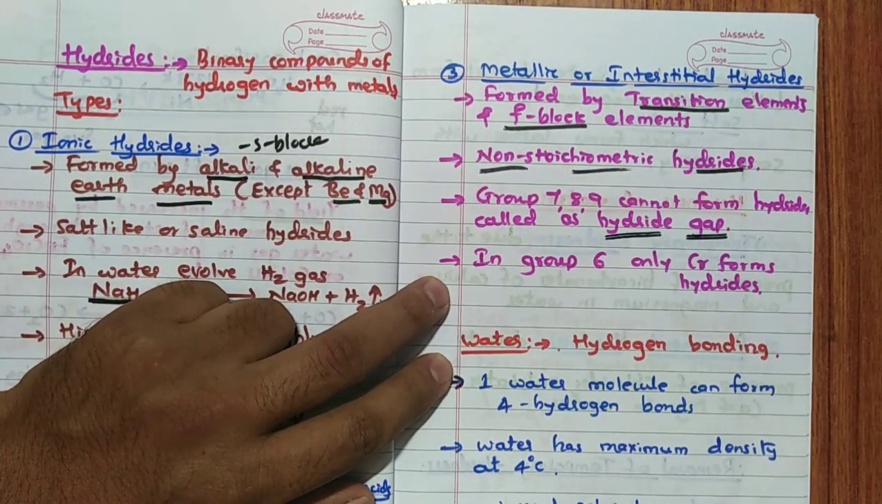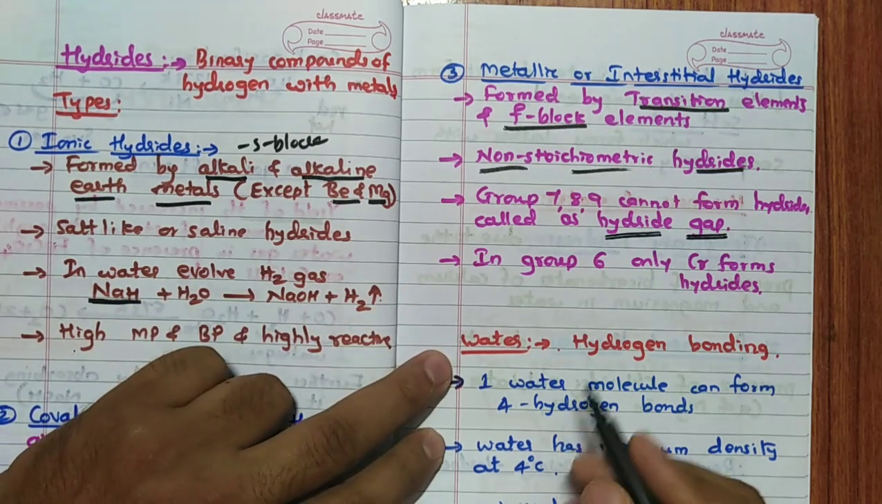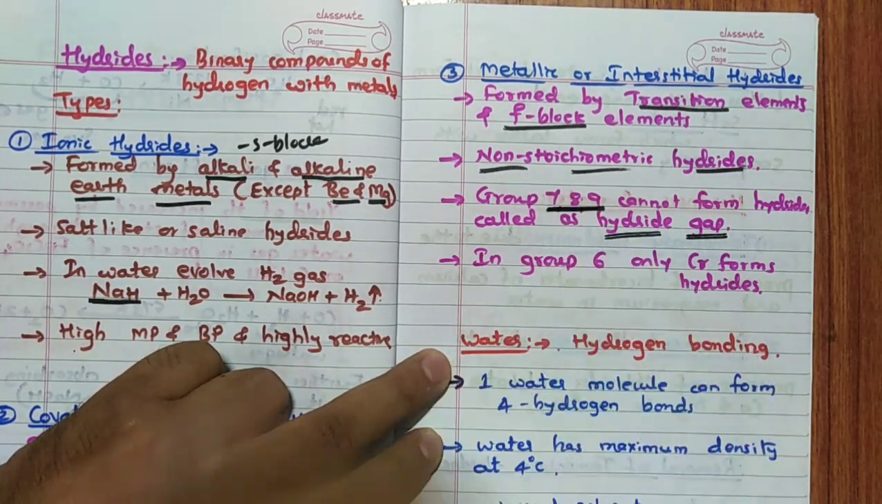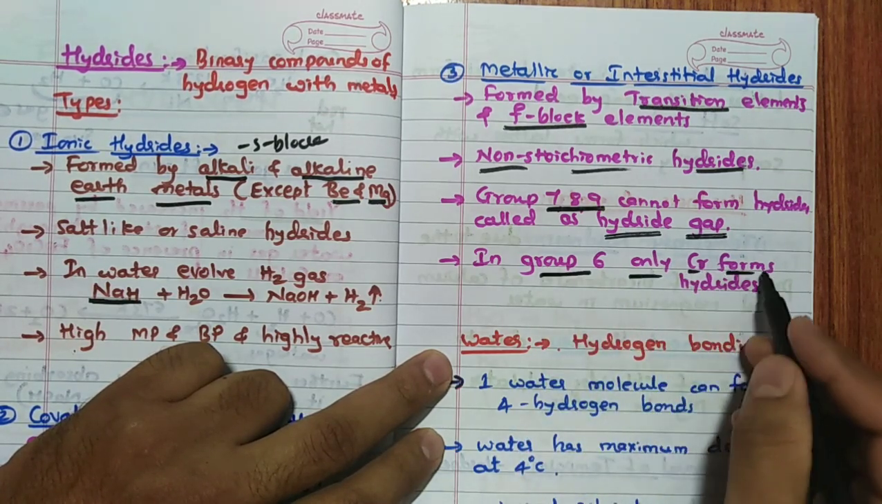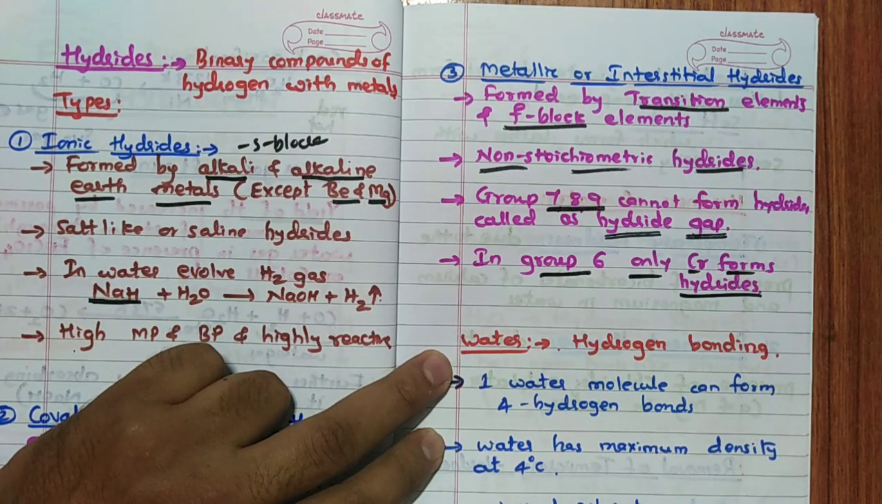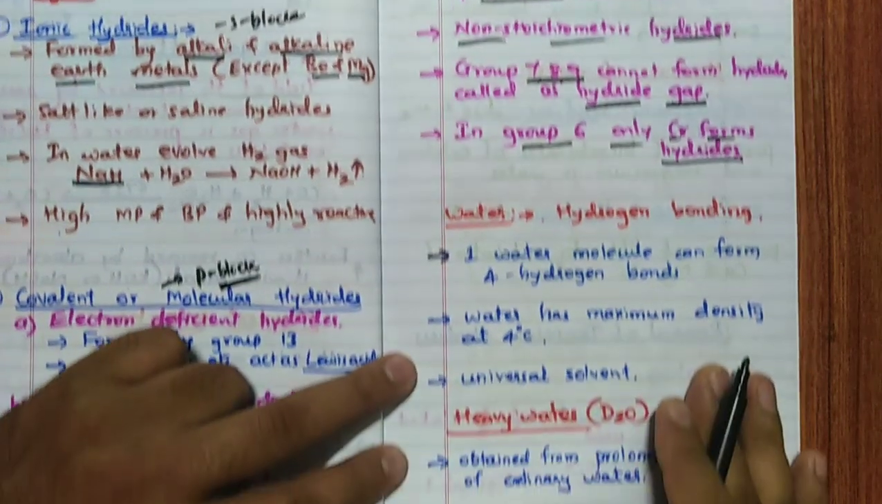Hydride gap, the word you will see in the periodic table. Hydride gap means that groups 7, 8, 9 do not form any hydrides, hence it is called the hydride gap in the periodic table. In group 6, only chromium forms a hydride. Remember that point also. Then we will see water.